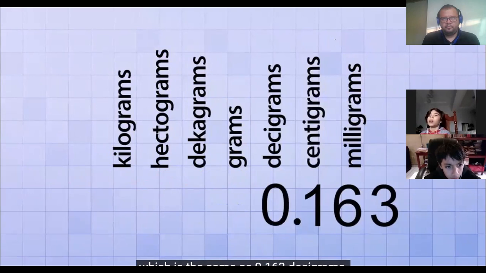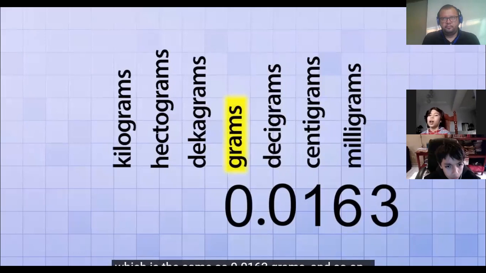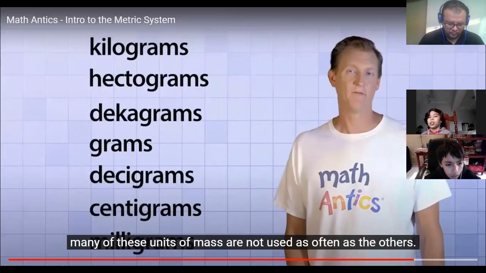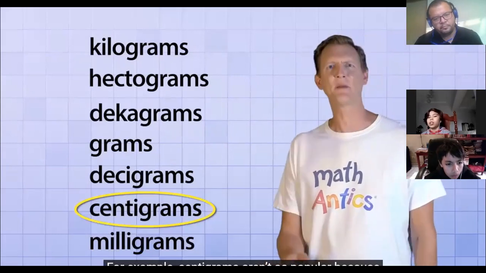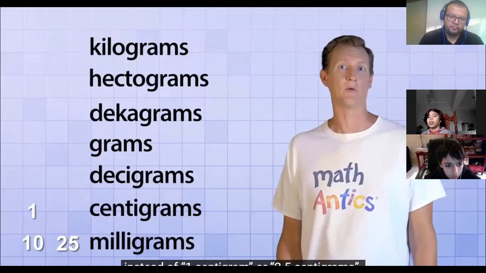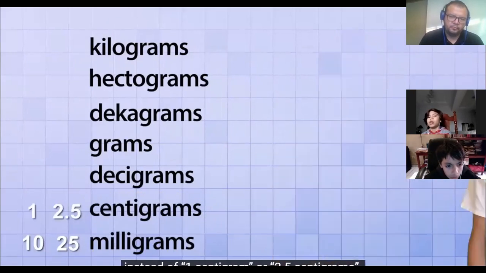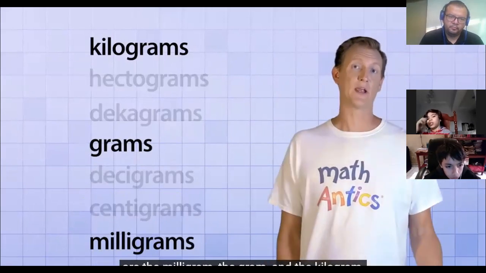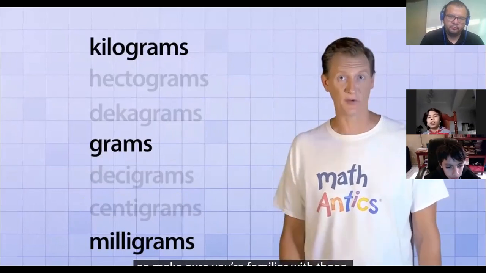16.3 milligrams is the same as 1.63 centigrams, which is the same as 0.163 decigrams, which is the same as 0.0163 grams, and so on. But, as was the case with units of length, many of these units of mass are not used as often as the others. For example, centigrams aren't as popular because people will usually just say 10 milligrams or 25 milligrams instead of 1 centigram or 2.5 centigrams. The units of mass that you'll most commonly encounter in everyday life are the milligram, the gram, and the kilogram. So make sure you're familiar with those.